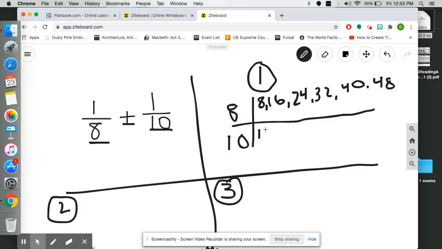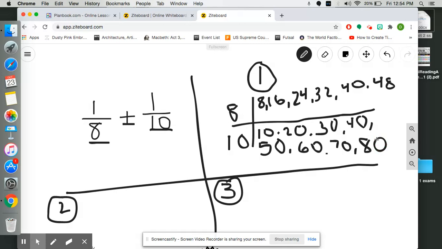I'm going to count by 10s. 10s are easy. 10, 20, 30, 40, 50, 60, 70, and then 80.